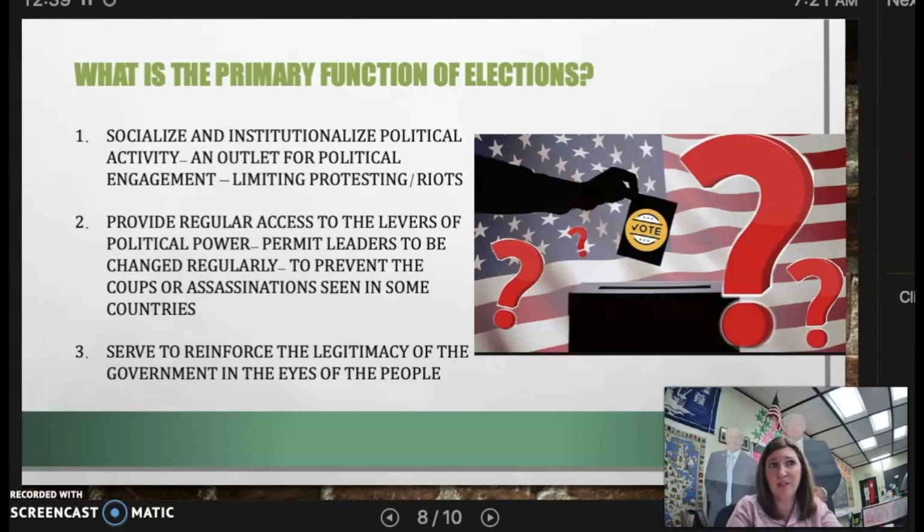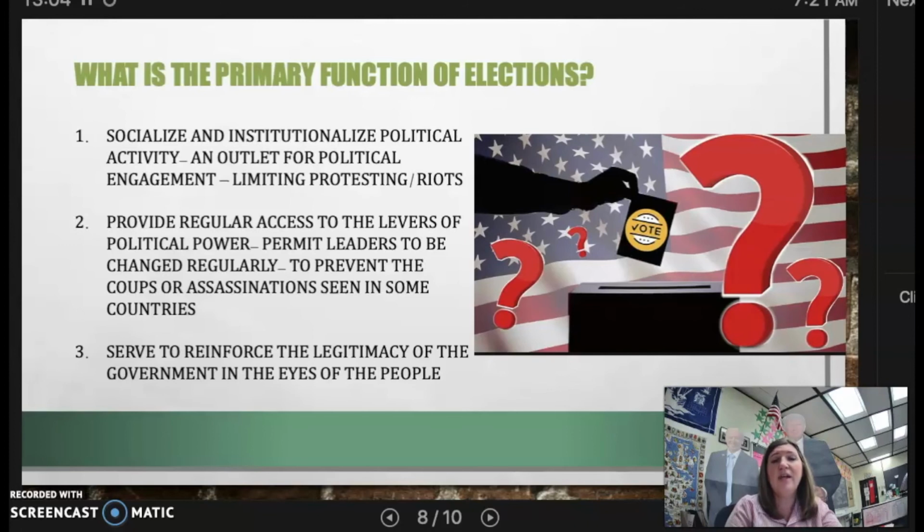It permits leaders to be changed regularly to prevent coups or assassinations that a lot of other countries see. And as much as you might not like a president or think that 4 or 8 years is a really long period of time, we do have consistent turnover in presidential elections. Not as much in Congress, but we do see some turnover in Congress. On the state level, you see an ability to go out and cast your vote when you like or dislike something, and it makes a difference.